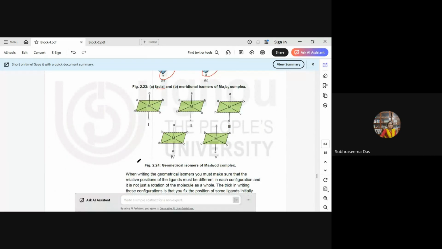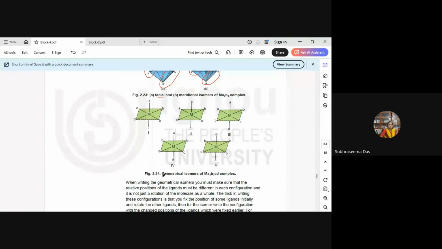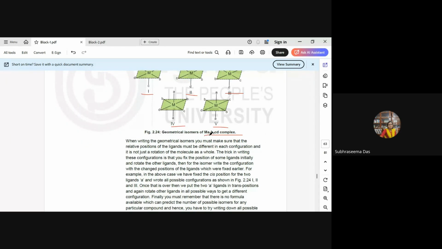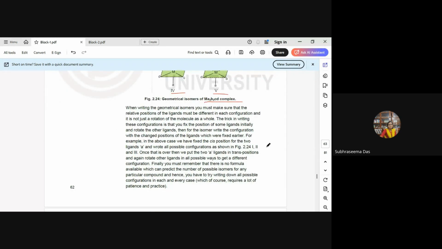In figure 2.24, you can see the geometrical isomers of Ma2B2CD. As the number of ligands increases, the possibility of isomers also increases. In this case, six different isomers are possible when we take an octahedral complex of Ma2B2CD type. While writing the geometrical isomers, we must take into account that the relative positions of the ligands must be different in each configuration, and it is not just a rotation.